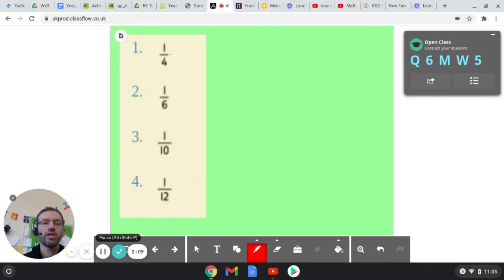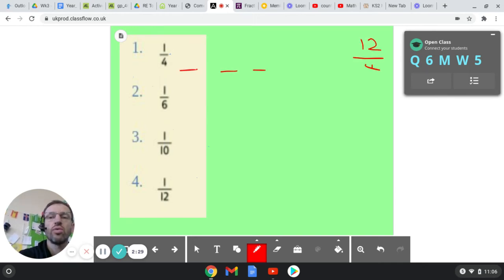Okay, so this is your work today. You've got question 1, 2, 3, and 4. You need to write out for each of those questions the next 12 fractions along a number line. So it's going to go 1/4, 2/4, 3/4, 4/4, all the way up to 12/4. Then underneath that, you're going to be writing them out again, simplifying the fractions where you can in the way that I have shown you.